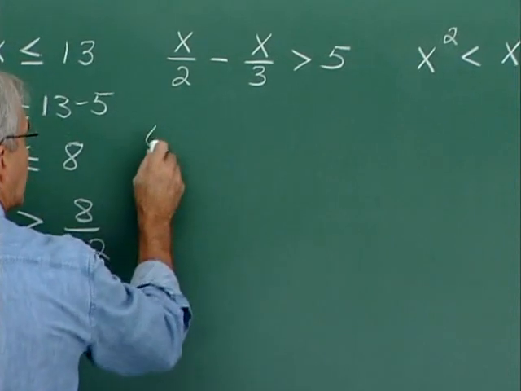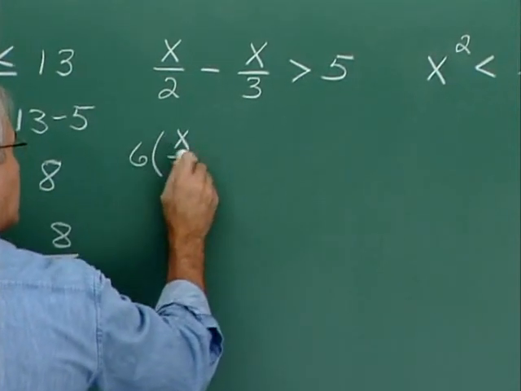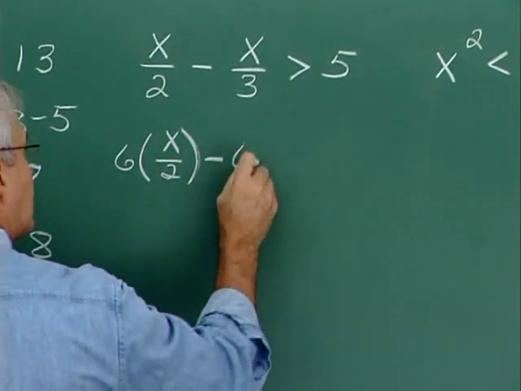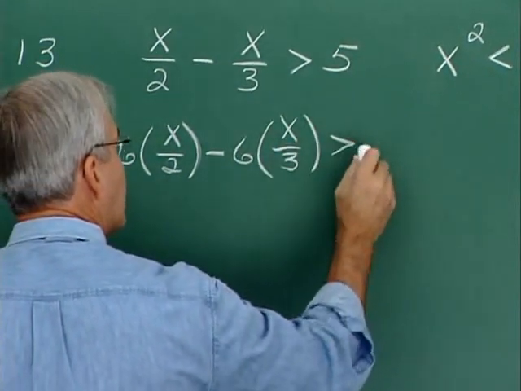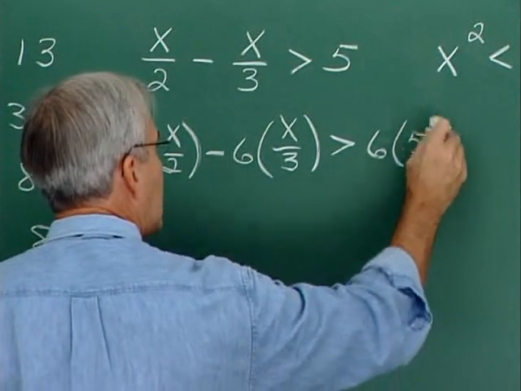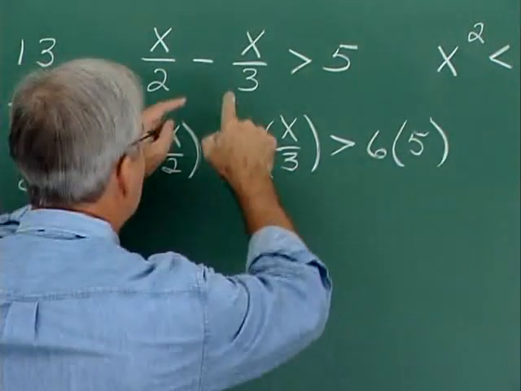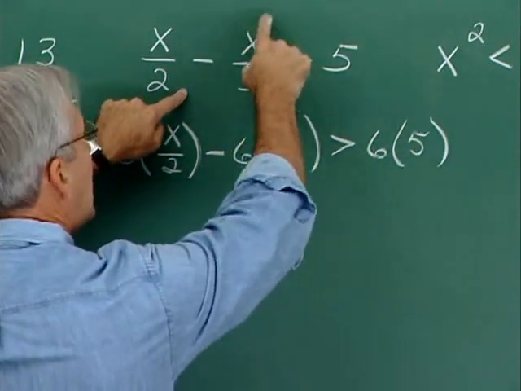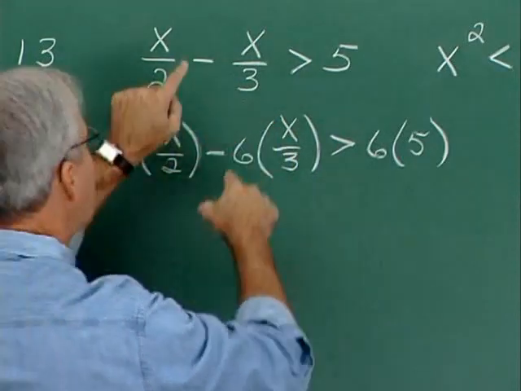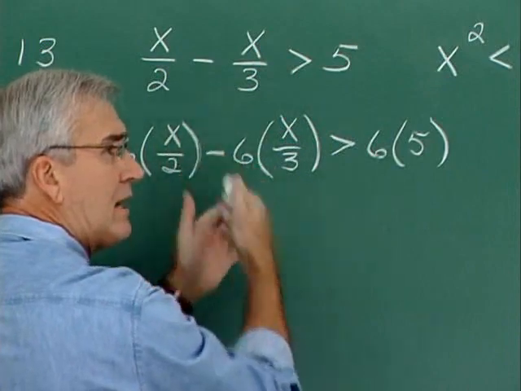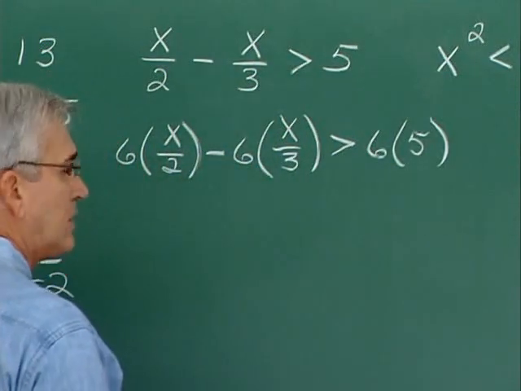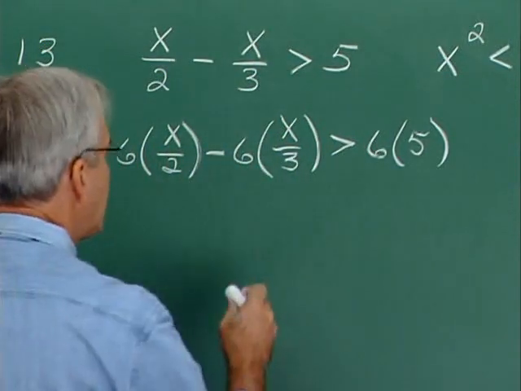So we're really just taking 6 and multiplying times this term, and then 6 times this term, and then 6 times the 5. Now, notice that in multiplying 6 times this term, I'm just putting 6 as a factor in between this minus sign and the x over 3. I'm just popping it in as an additional factor there. And it's okay to do it that way, and I think it's the easiest way to do it.